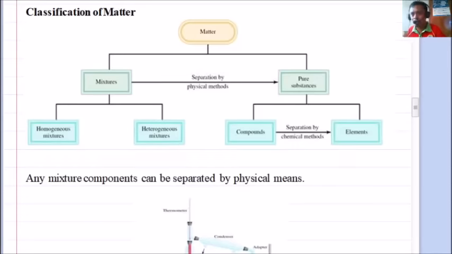So, for example, ng homogeneous mixture is yung mga salt solution, sugar solution, na pag hinalo mo yung salt at saka yung water, matutunaw yung particles. So, hindi na natin siya ma-identify kung yun ba ay tubig o tubig na pala na may acid.